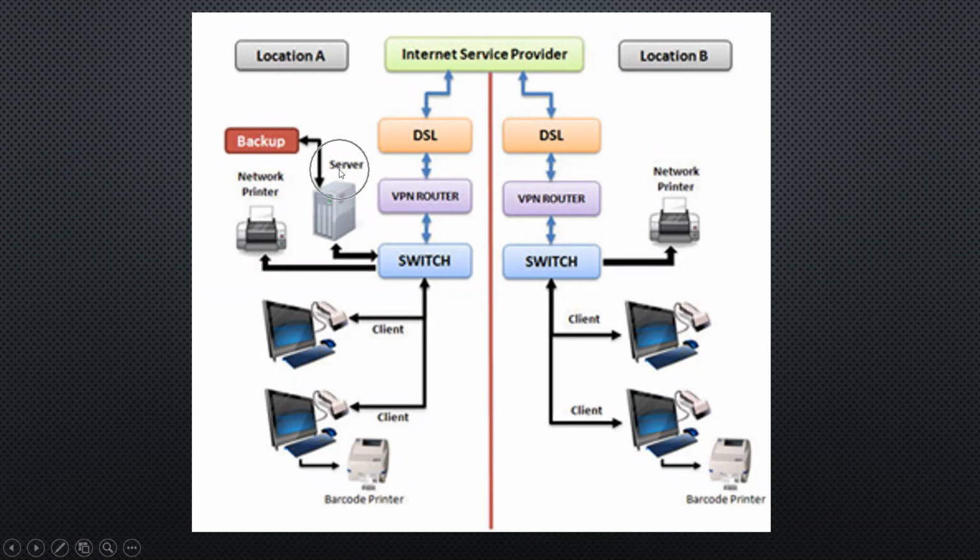In one location, it has a server and a backup. In the other location, it does not have a server, and so the communication can be messy. There's no firewall protection to protect against any threat coming from the inside or the outside when communication is flowing back and forth in the network.